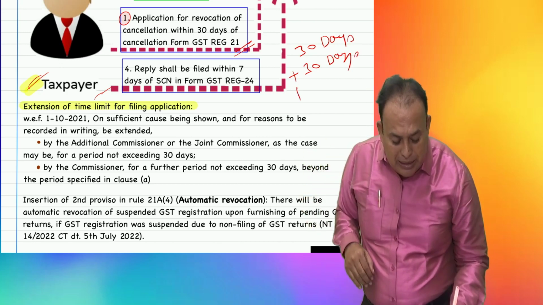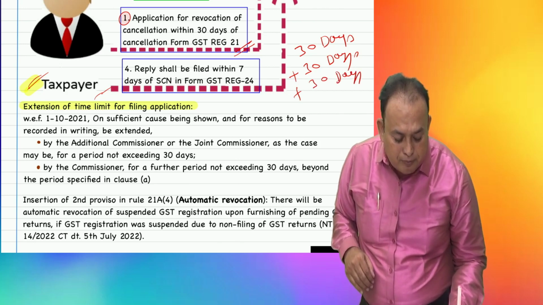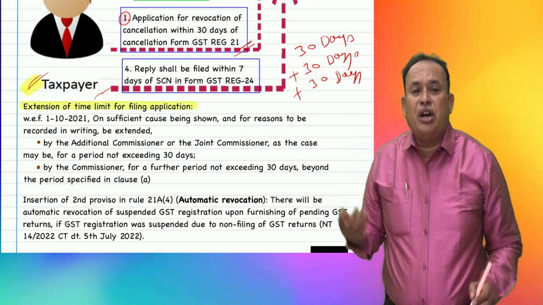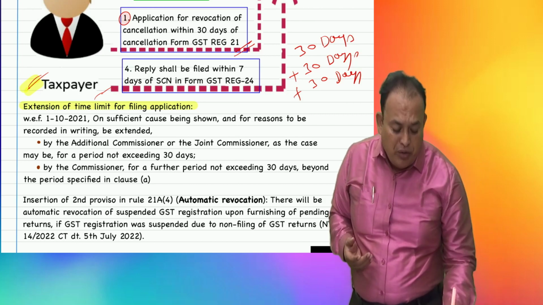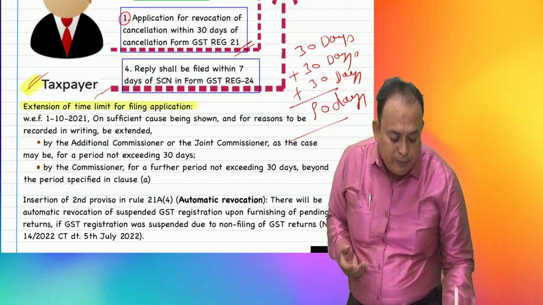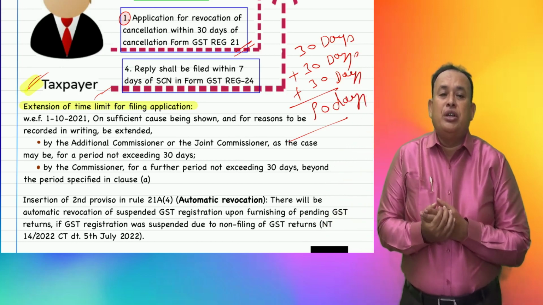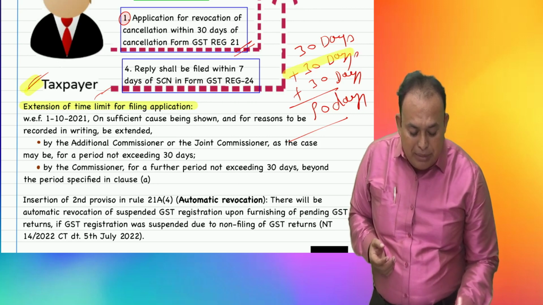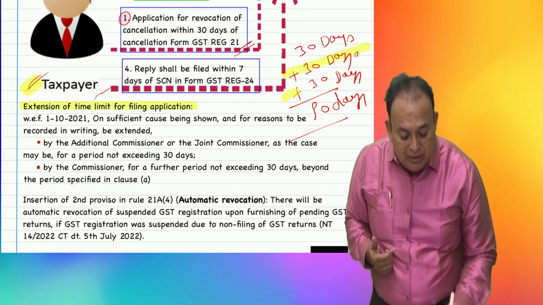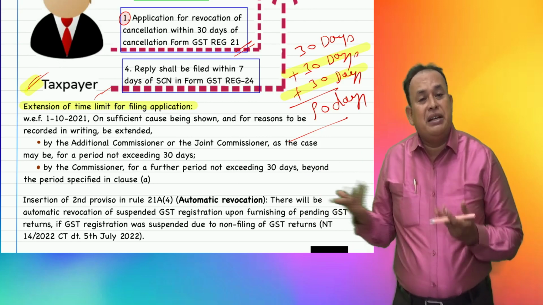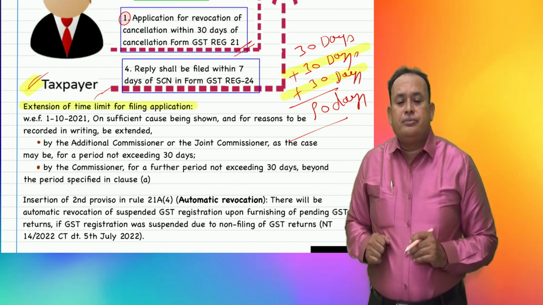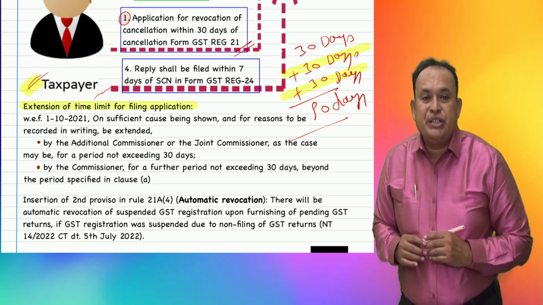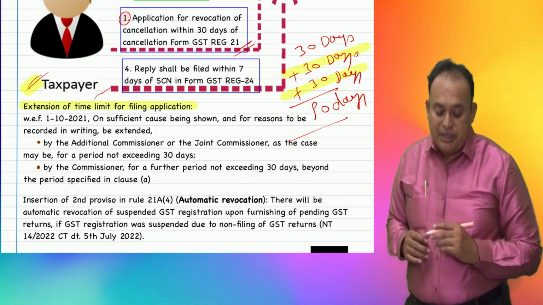Furthermore, 30 days can be granted by the commissioner for filing the revocation of cancellation order, form GST REG 21, application for revocation. That means for a maximum period of 90 days, one can apply for revocation of cancellation of registration. But the first extension of 30 days is at the mercy of the Joint Commissioner or Assistant Commissioner. The further 30 days is at the mercy of the Commissioner. If they are not granted, 30 days only. Time period to apply for revocation of cancellation, form GST REG 21.